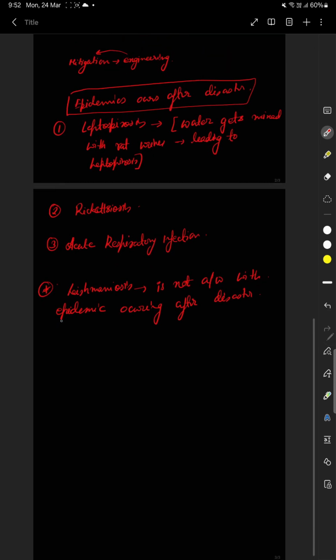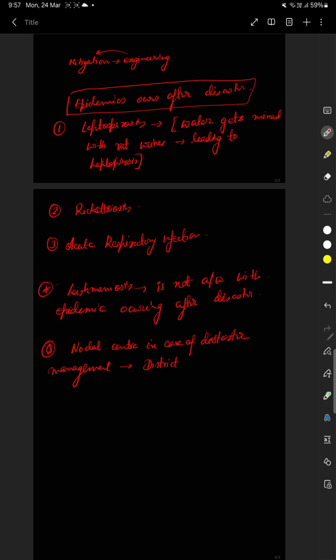Now remember, what is the nodal center in case of disaster management? So the next question is, what is the nodal center in case of disaster management? That is the district. And what is the nodal ministry? If they ask what the nodal ministry is in case of disaster management, that is home affairs. The nodal center in disaster management is the district.